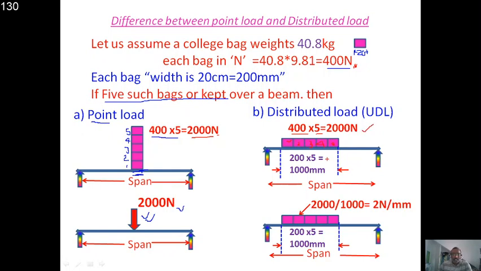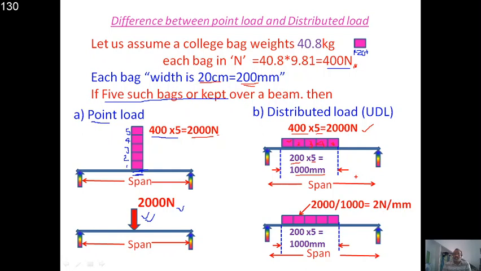Now I am interested in finding the contact area here. What is the contact area of each one? 20 centimeters each, therefore 200 mm. Multiplying 200 mm with the 5 bags, I got 1000 mm. So it is a considerable 1 meter. 1000 mm is nothing but 1 meter, which is huge to consider. It occupies a considerable distance. Now this is a UDL.